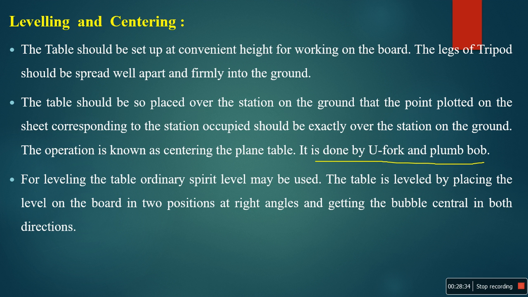Okay, after centering this one, you have to go to the next step, that is leveling up the plane table by using a spirit level. You have to place the spirit level in two positions at right angles to get the bubble to the center. Until then, you have to move the plane table tripod legs radially or longitudinally. Once the bubble comes to the center, stop rotating the tripod legs. Then you can start with the next step of the procedure.